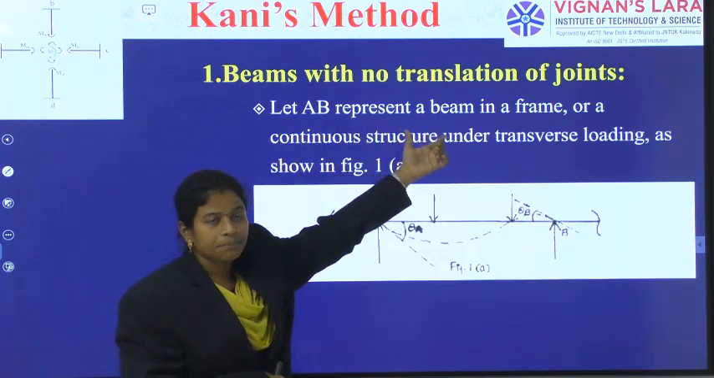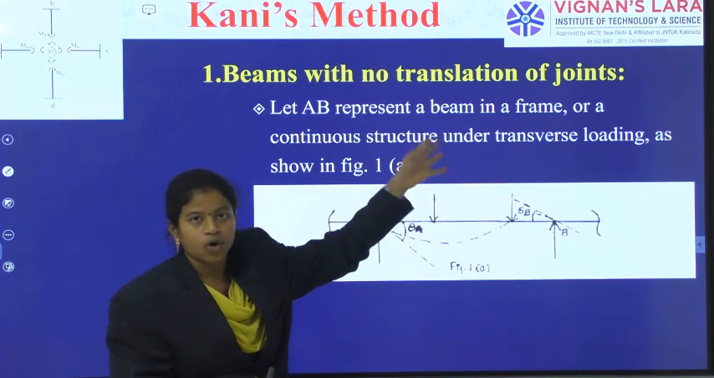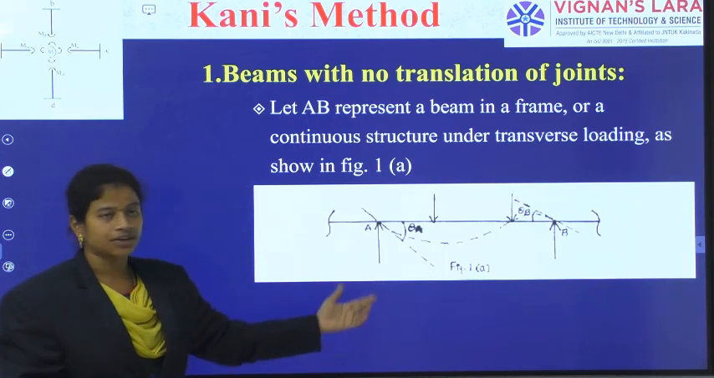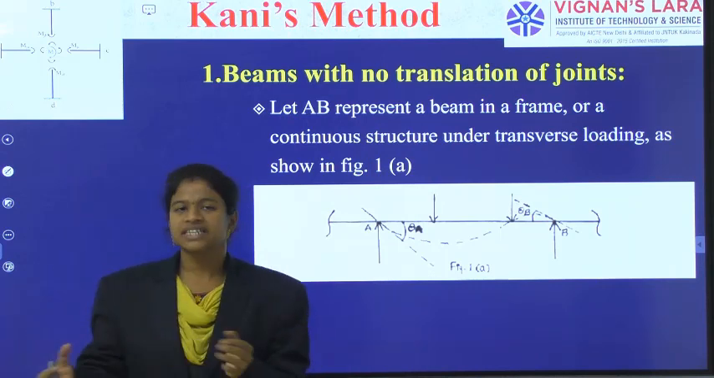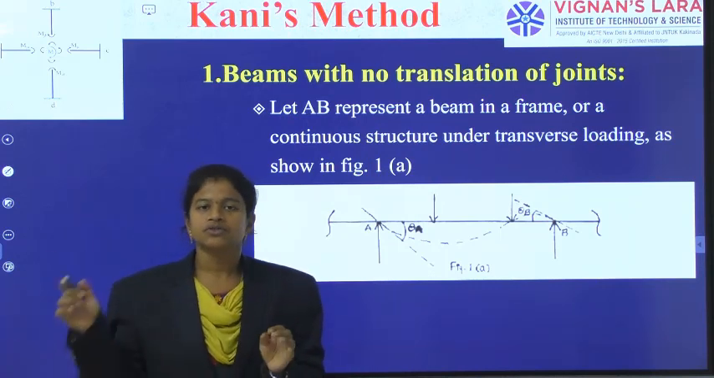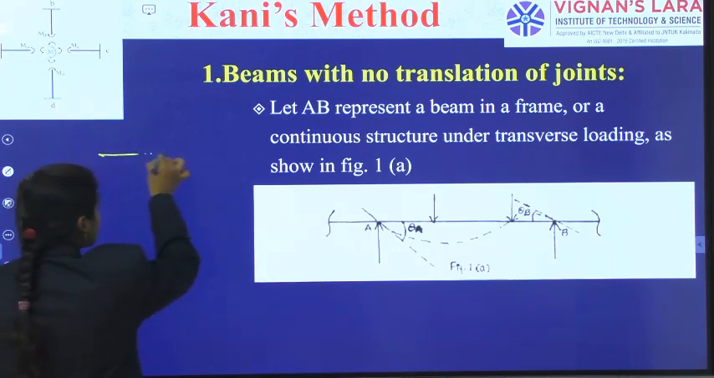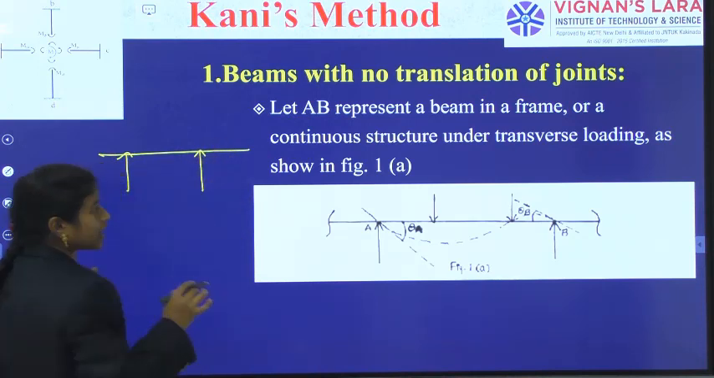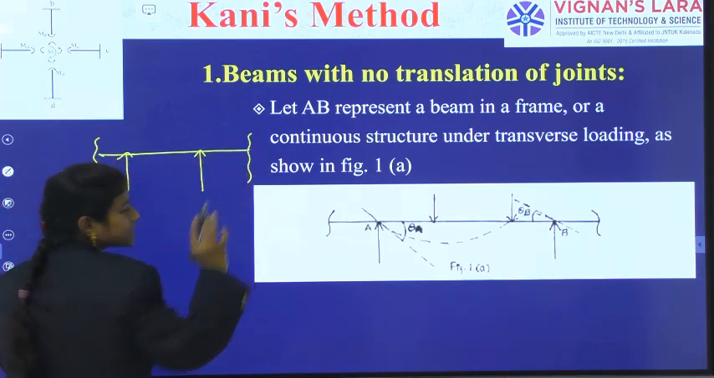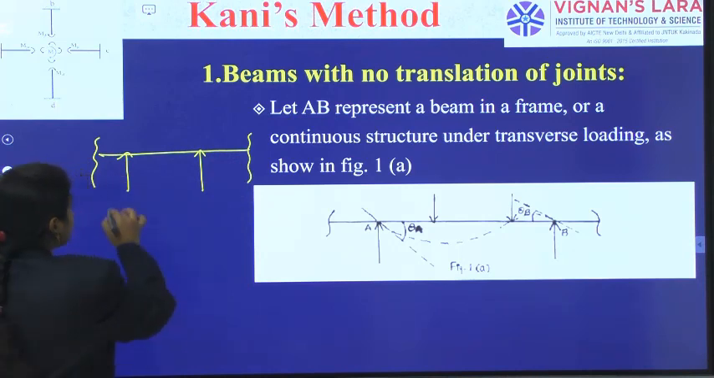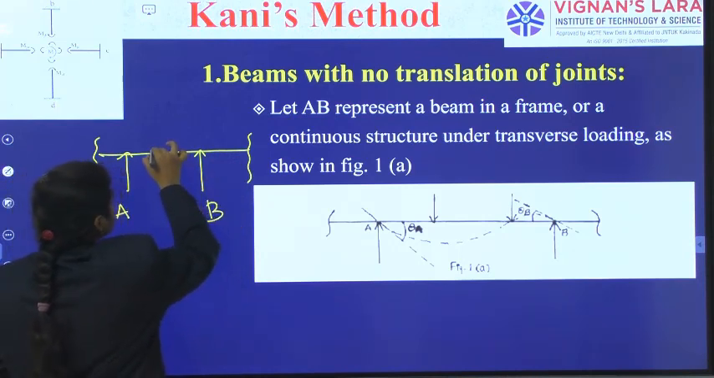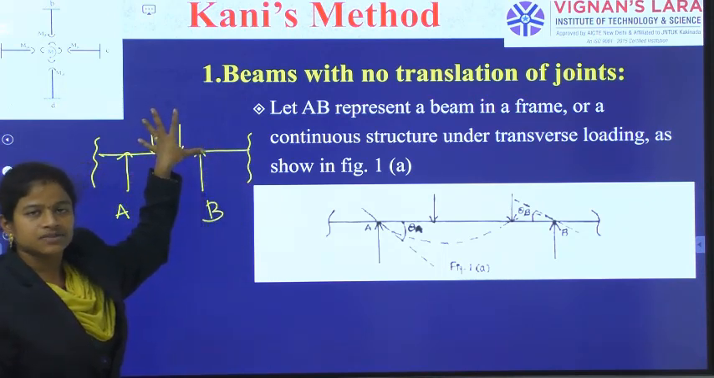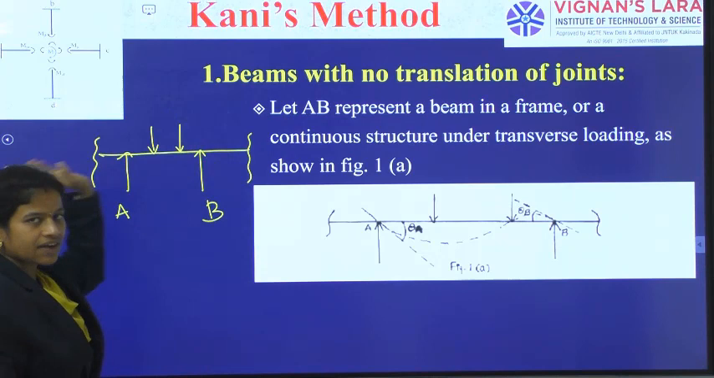Let AB represent a beam in a frame or a continuous structure under a transverse loading as shown in our figure. Any number of spans a continuous beam can have, or in a frame. In that frame or beam, I am considering a segment AB which is a part of the structure. I have indicated it like this, continuity was there, and this span AB has some transverse loading. Whatever the loading is, I am only indicating some loading.